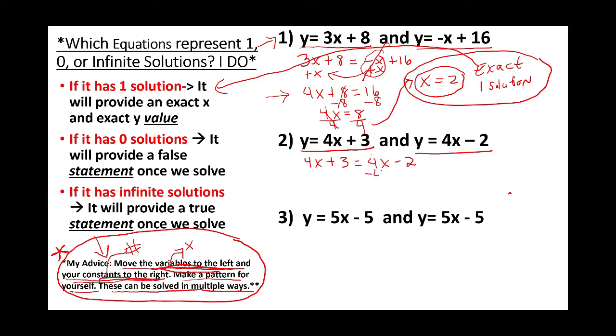So I'm going to move my x's to the left. Look what happens when I do that. This cancels here, but this cancels here too. So I am left with just 3 equals negative 2. That is a false statement. 3 does not equal negative 2. So if it's false, it means 0 solutions.